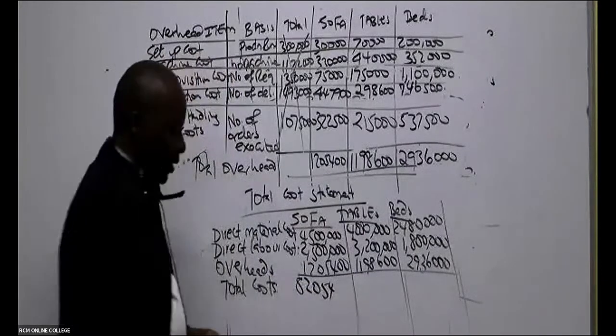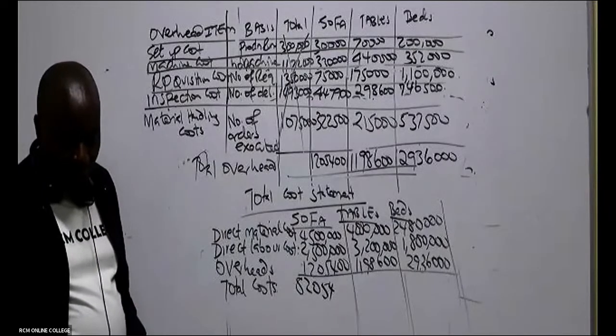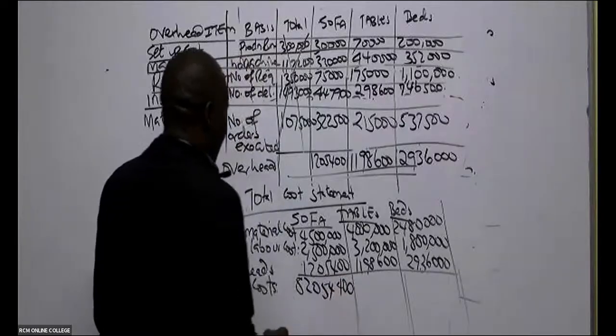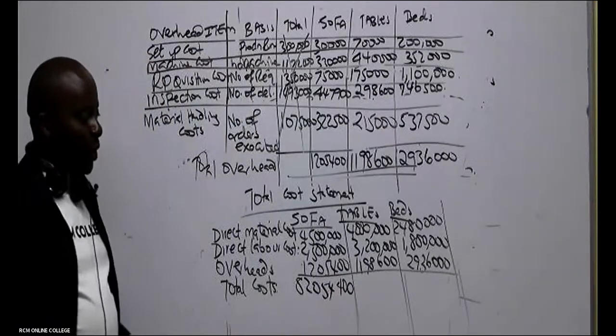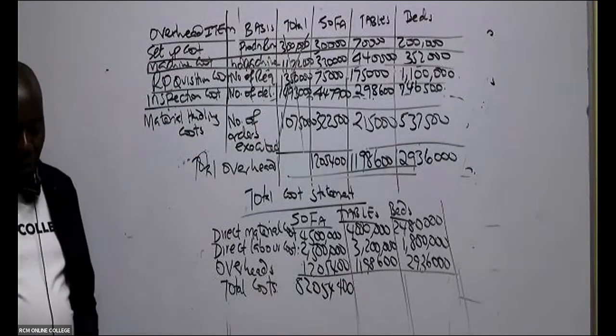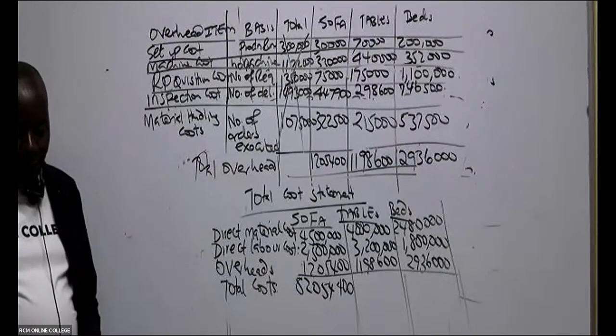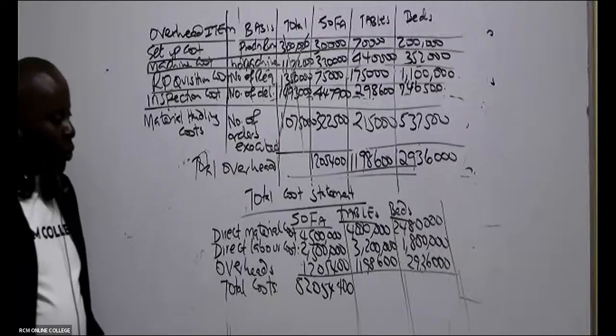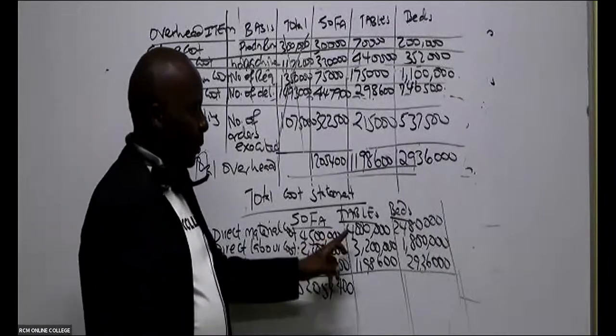82,054,400. Thank you very much. Then we have total cost for tables. So for tables, what do we have? We take this plus this plus this.